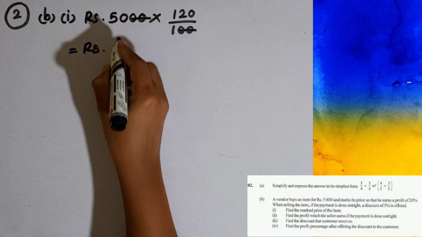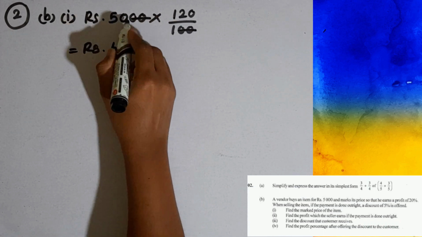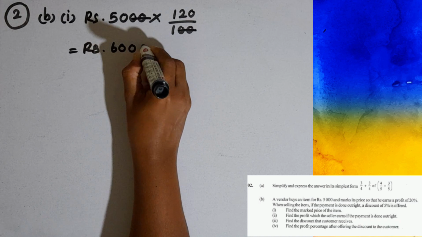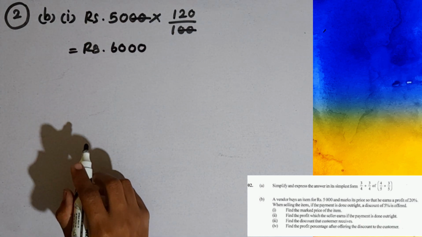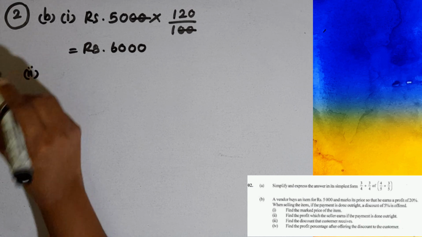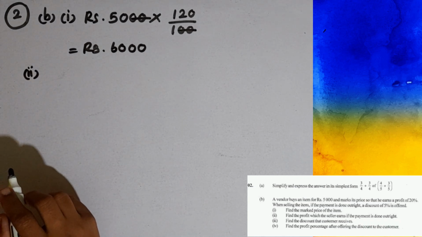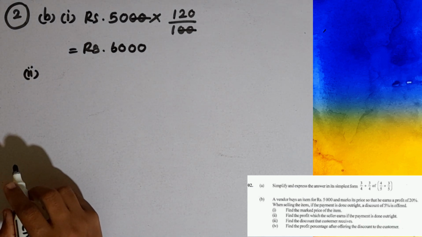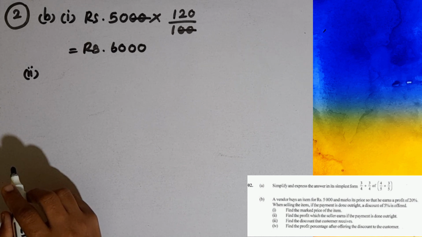12 times 5 is 60. Then we have to put 2 zeros. Then the answer is 6000. The mark price is 6000. Question number 2. Find the profit which the seller earns if the payment is done outright.